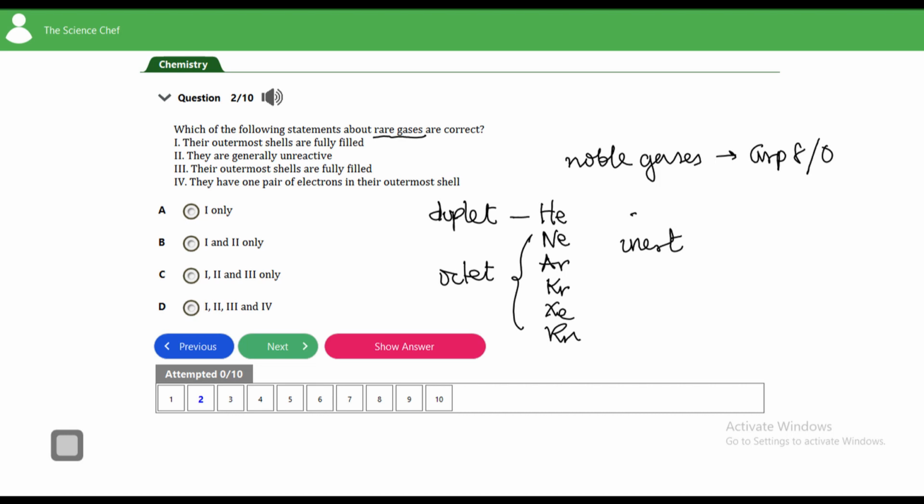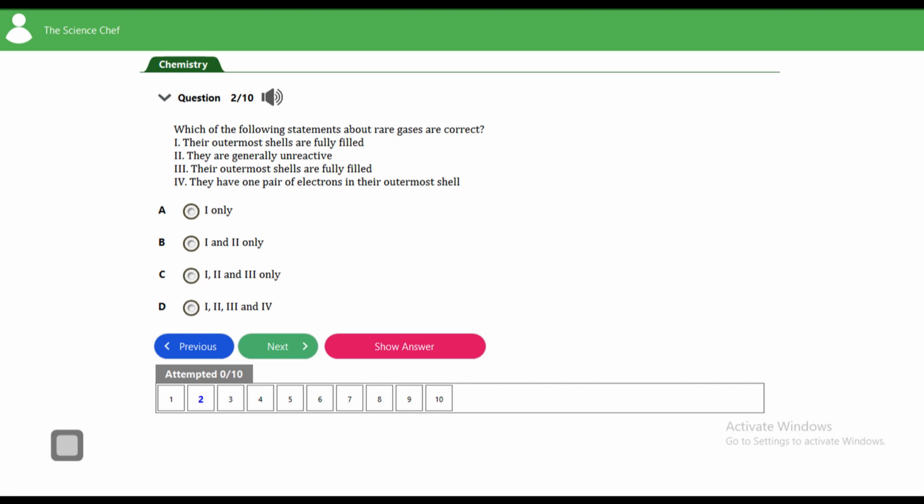They have 4 pairs of electrons in the outermost shell, because they have 8 electrons in the outermost shells. So helium, it is only, I repeat, it's only helium that has 1 pair of electrons in its outermost shell, because it has only 2 electrons, right? While the others have 4 pairs of electrons in their outermost shells. So the answer to this question is 1, 2, and 3 only, and that is C.